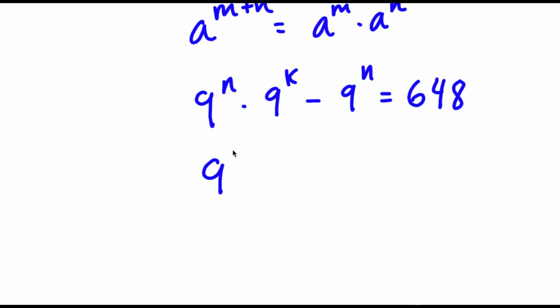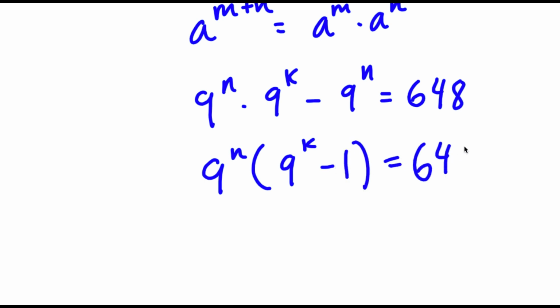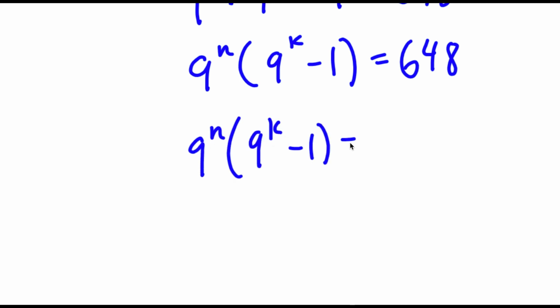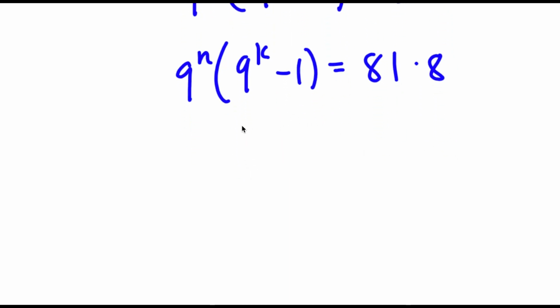Now, if I factor out 9 to the power of n, I get 9 to the power of n times 9 to the power of k minus 1 is equal to 648. And 648, I can rewrite as 81 times 8. So now I have 9 to the power of n times 9 to the power of k minus 1 is equal to 81 times 8. Now, 9 to the power of any number, that's going to be odd, right?